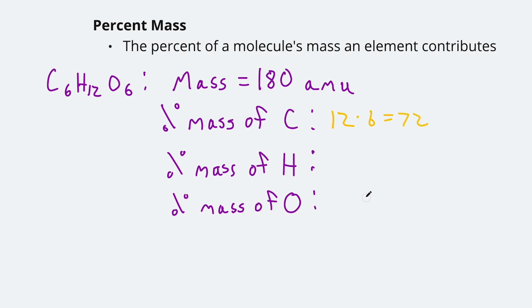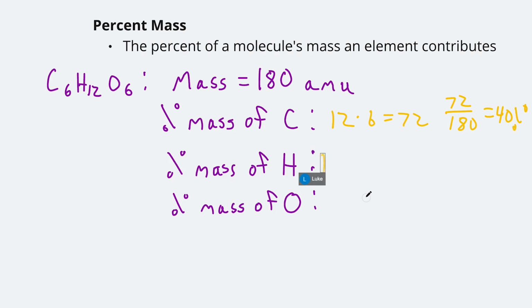So of the 180 atomic mass units, 72 of that is from carbon. So then we'll do 72 divided by 180, which is equal to 0.4, which would be 40%. Now the same thing for hydrogen.